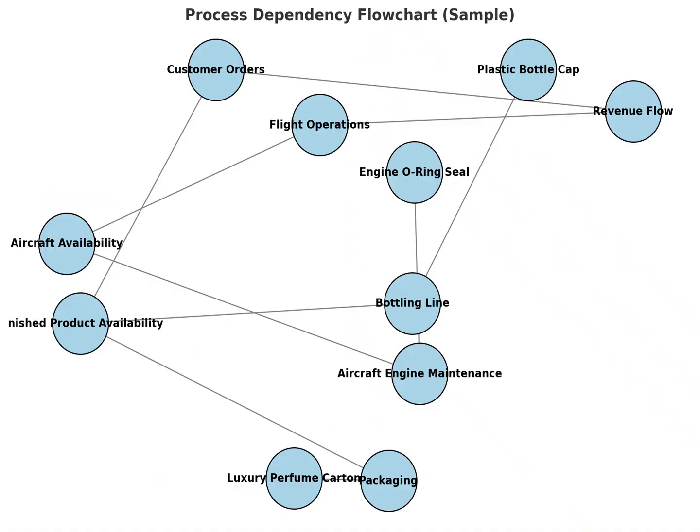Here is an example of a flowchart which shows the process dependency. So you can see how processes are dependent on each other. This way you can also find the criticality of the items we are using in a process.